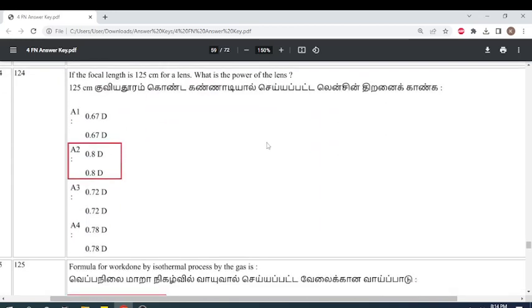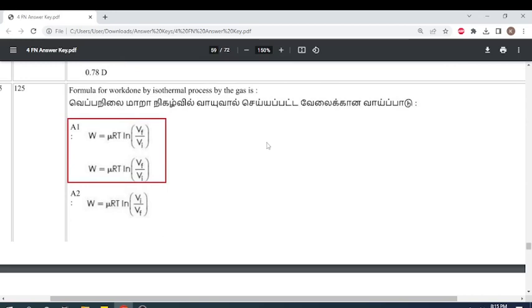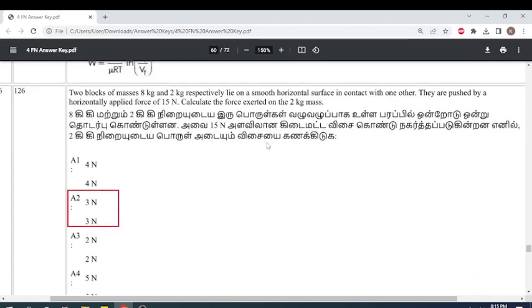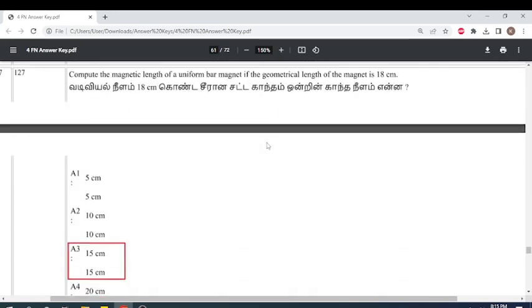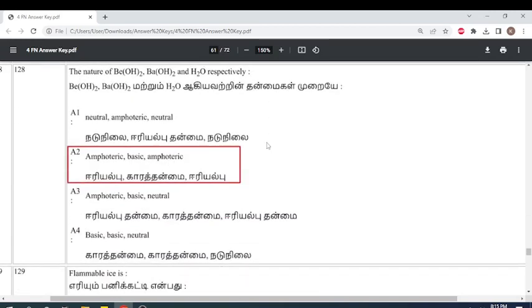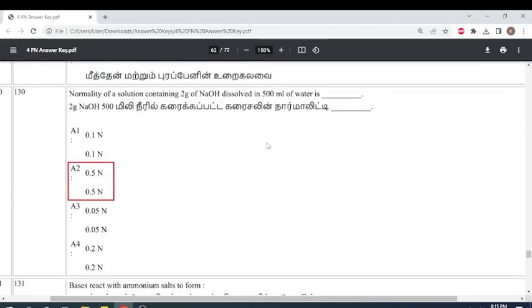124 question kaana answer A2. 125 question kaana answer A1. 126 question kaana answer A2. 127 question kaana answer A3. 128 question kaana answer A2. 129 question kaana answer A3. 130 question kaana answer A2.